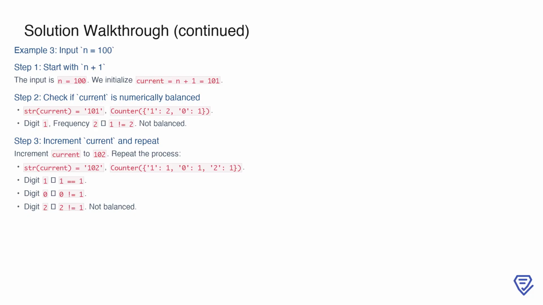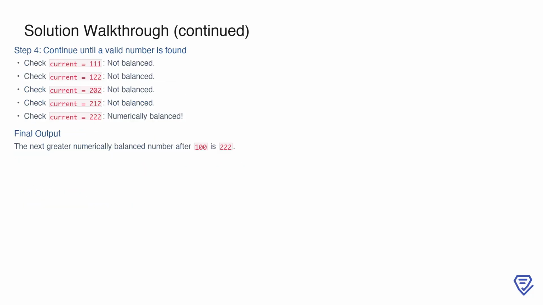Incrementing current to 102, we find its string representation is 102, and the frequency count is 1, 1, 0, 1, 2, 1. The digit 1 satisfies the condition, but the digits 0 and 2 do not match their respective frequencies. Thus, 102 is also not numerically balanced. We proceed with further checks.